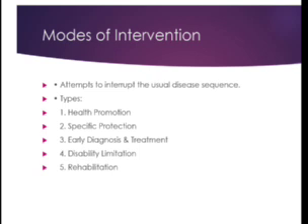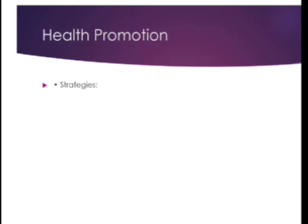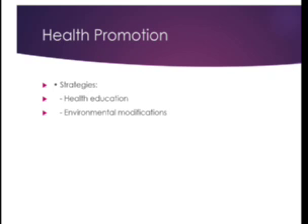So the first two are a part of primary prevention. The third one, early diagnosis and treatment, is a part of secondary prevention. Disability limitation and rehabilitation are parts of tertiary prevention. Now, health promotion: the strategies to promote health among the population. Mind you, in primary prevention we try to prevent the disease before the onset, before it occurs in a person. That can be done by health promotion, so health can be promoted.